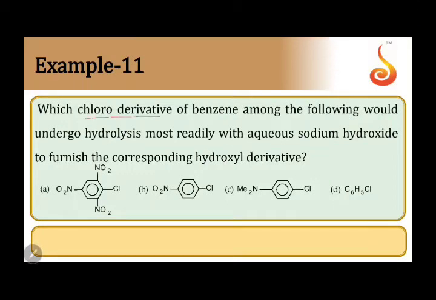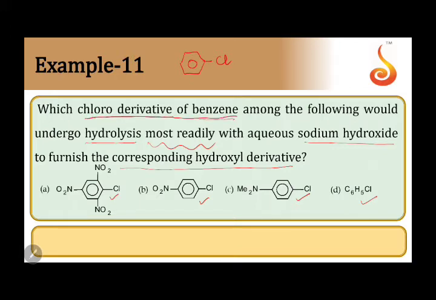Which chloroderivative of benzene among the following would undergo hydrolysis most readily with aqueous sodium hydroxide to furnish the corresponding hydroxyl derivative? Chloroderivative of benzene, meaning chlorobenzene. If you are observing, this is also chlorobenzene, this is also chlorobenzene, all are chlorobenzene. This is what is meant by chloroderivative of benzene.